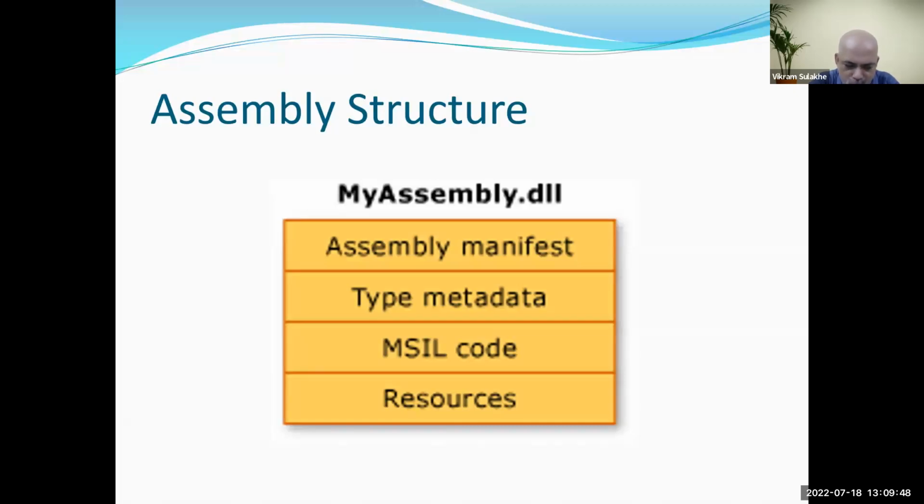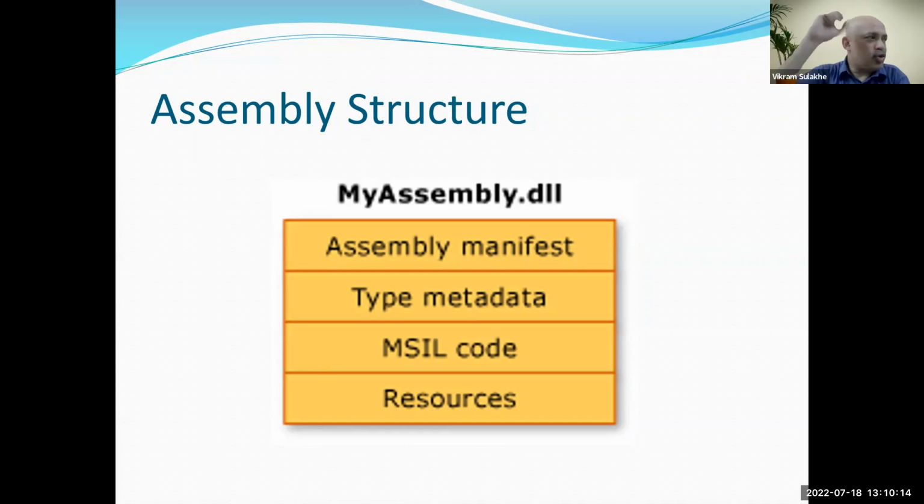So bottom line is everything that you need to know about the assembly is part of the assembly itself, which is why in .NET framework, for example, it allows you to do Xcopy deployment. What do I mean by Xcopy deployment? Xcopy deployment means I can just copy my assembly to another folder, another place, and my assembly is deployed.